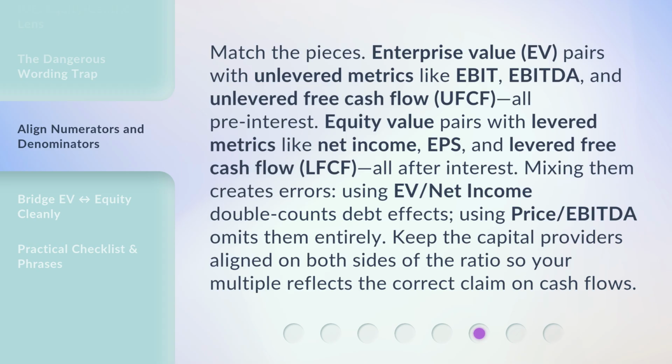Using price with EBITDA omits them entirely. Keep the capital providers aligned on both sides of the ratio, so your multiple reflects the correct claim on cash flows.